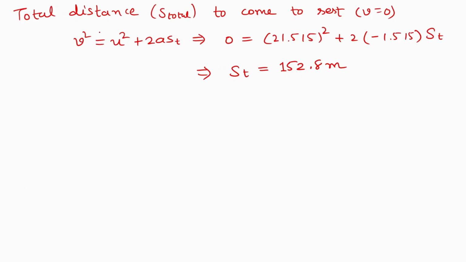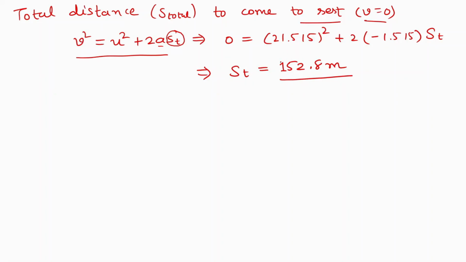Now the total distance to come to rest. After the train stops, the final velocity of the train is zero. Here I write, now we use this equation. We also got 2a, and then we need to find what S is, the total distance, which is 152.8 meter.